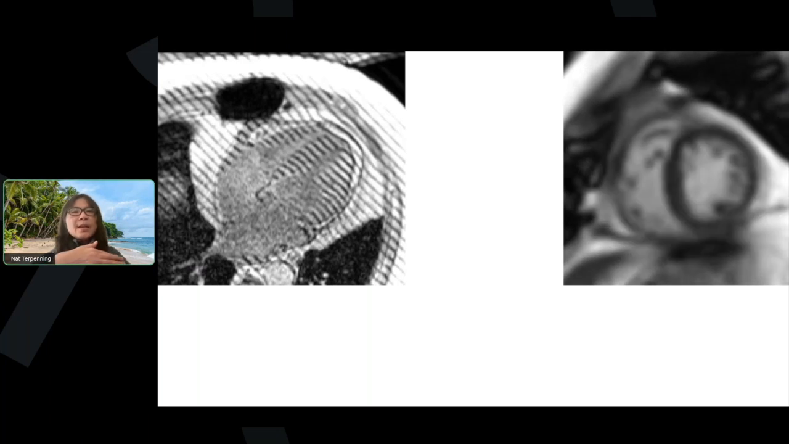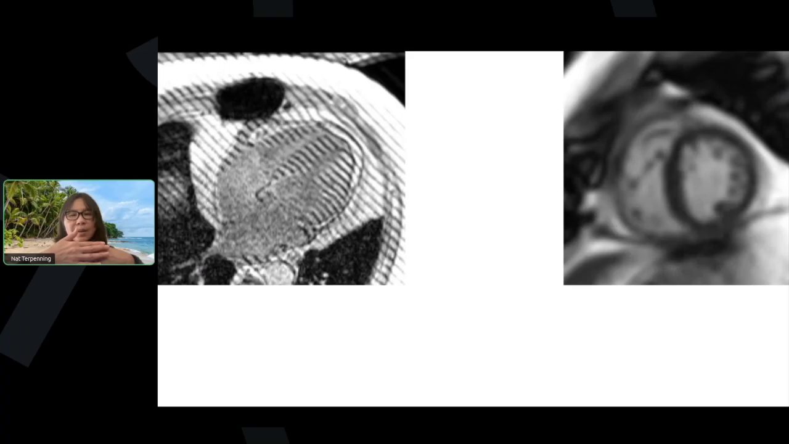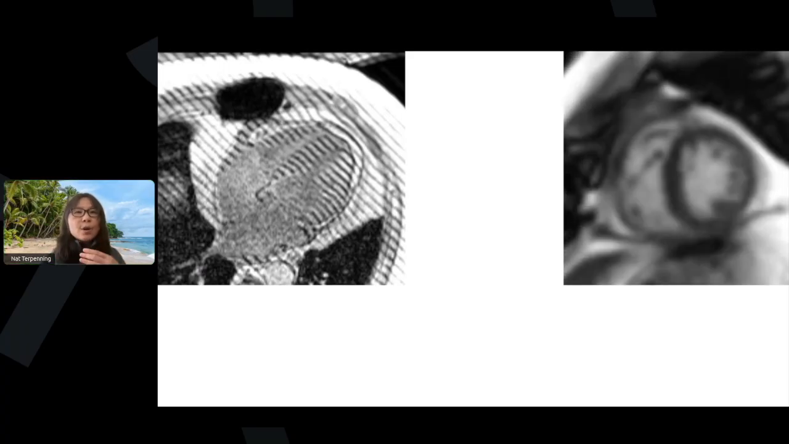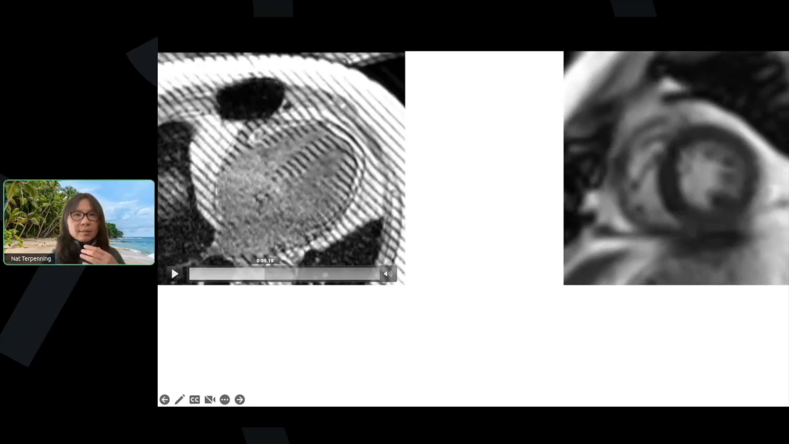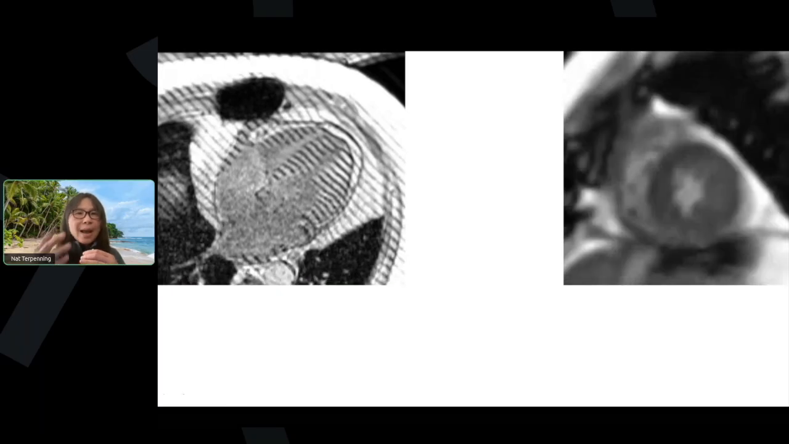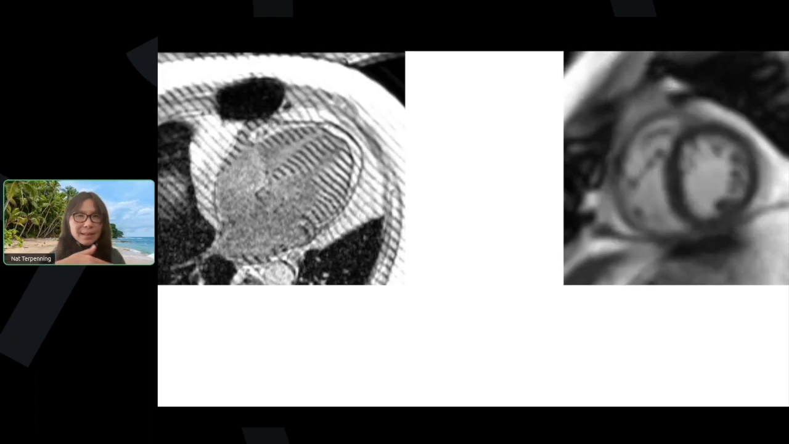Now, in a normal heart, your visceral and parietal pericardium will slide on top of each other. So the line will break, like break apart. But once you have pericarditis, the line will not break. Does it make sense here?